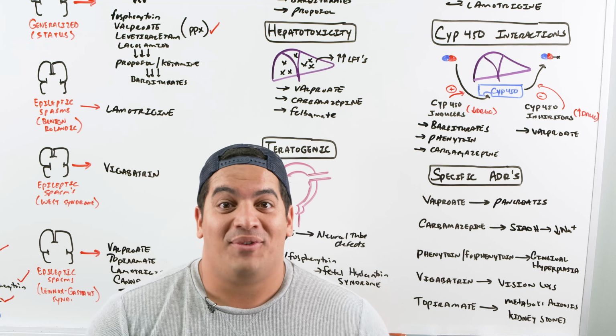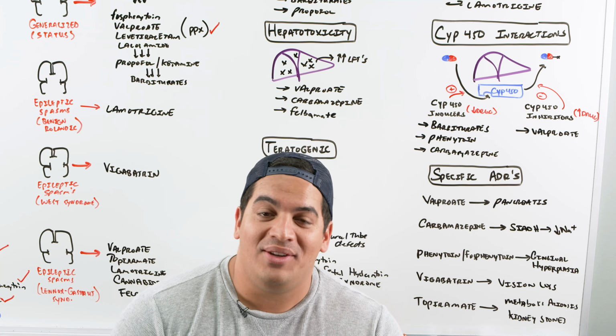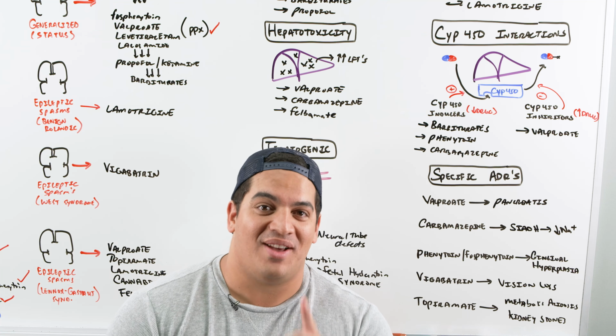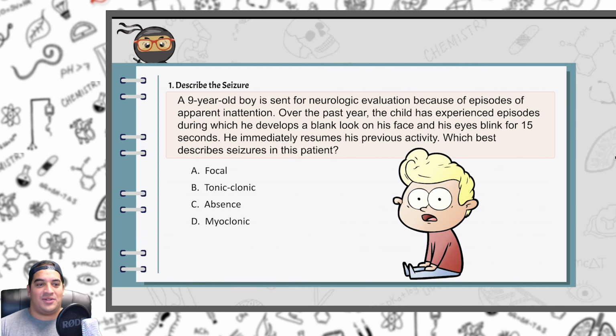All right, my friends, that covers the whiteboard section, but let's quickly do some questions to see if we can test your knowledge and understand everything we went over. All right, my friends, so let's do some questions here. So first one, we have a 9-year-old boy sent for a neuroevaluation because of episodes of apparent inattention, right?